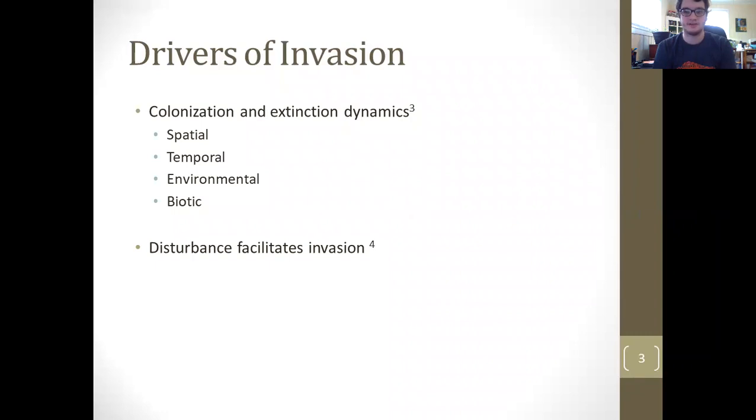Disturbances such as flooding or anthropogenic effects have been shown to facilitate invasion by disturbing the native communities, allowing invasives to easily colonize.